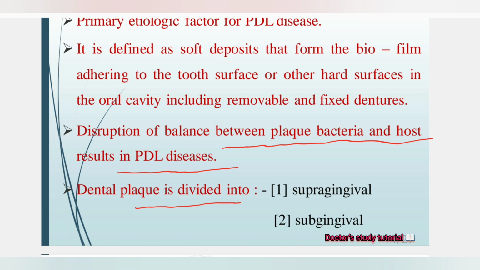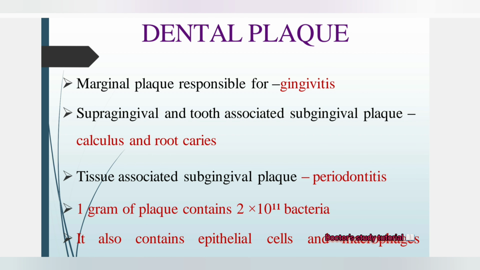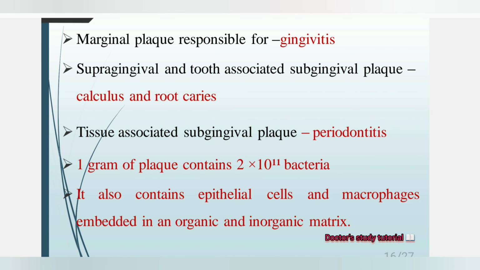Dental plaque is divided into supragingival and subgingival plaque. Here is the picture of supragingival plaque and subgingival plaque. Marginal plaque is responsible for gingivitis, supragingival and tooth-associated subgingival plaque for calculus, and the root caries, and tissue-associated subgingival plaque for periodontitis. One gram of plaque consists of 2 into 10 to the power 11 bacteria. It is a very important MCQ as well as viva question.